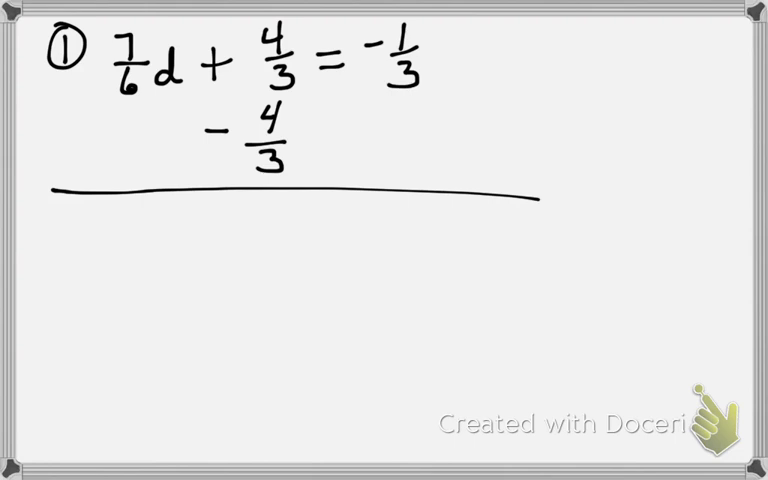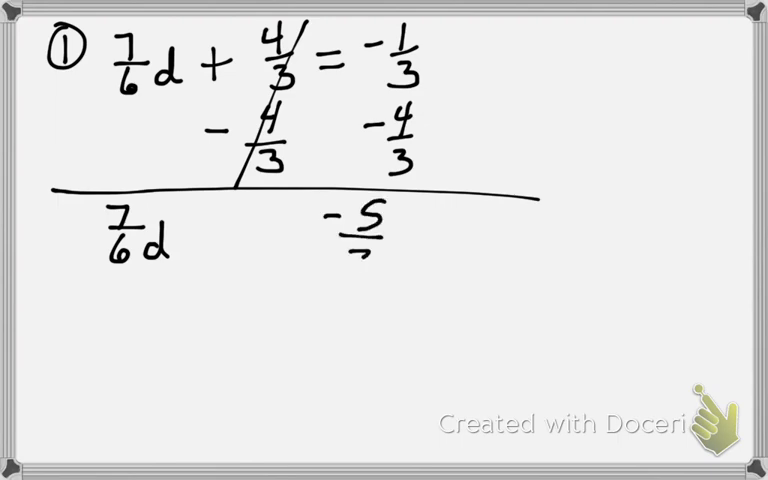Which will just cancel these guys out right here and leave me with a 7/6d. If I subtract that side by 4/3, I have to subtract this side of my equation by 4/3. -1 minus 4 is going to give me -5/3. So now I've got a 7/6 that I need to cancel out.